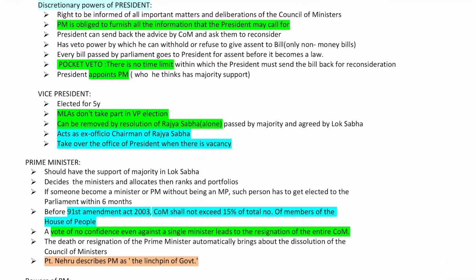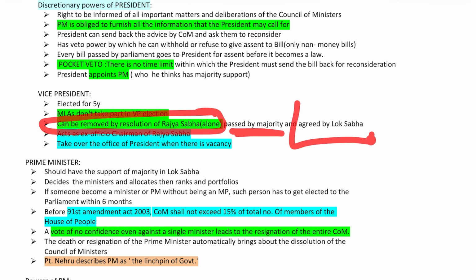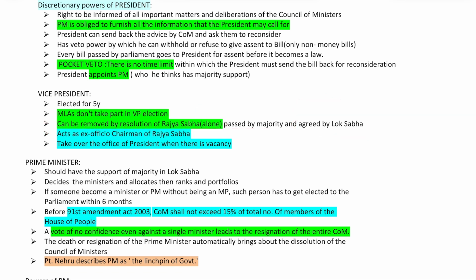Then the Vice President is elected for 5 years. The MLAs don't take part in the Vice President election, so this is done just by the Parliament of India, so just the Rajya Sabha and the Lok Sabha. The Vice President can be removed by a resolution of the Rajya Sabha alone, passed by a majority and agreed to by the Lok Sabha by a simple majority. Then the Vice President acts as the ex officio chairman of the Rajya Sabha, and takes over the office of President when there is a vacancy.